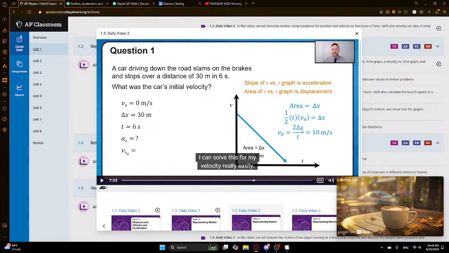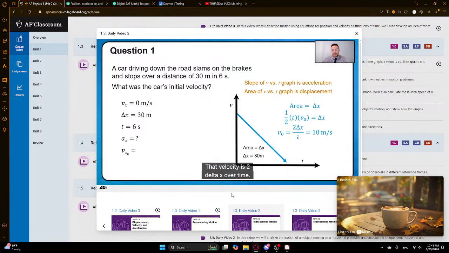Two times 30 over t, and t is... Alright, that makes sense. I can solve this for my velocity really easily. That velocity is 2 delta x over time. So I can do 2 times 30 divided by 6, giving me a velocity of 10 meters per second.